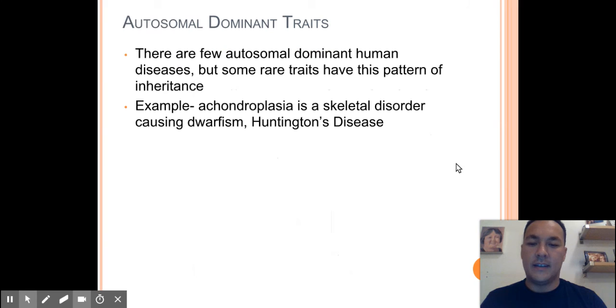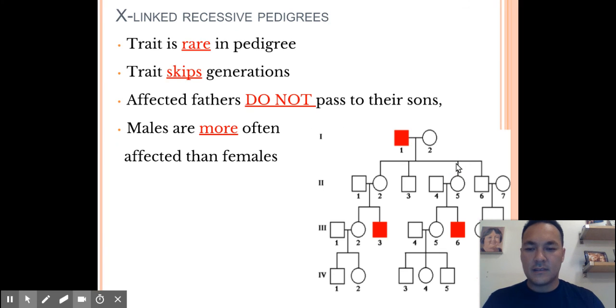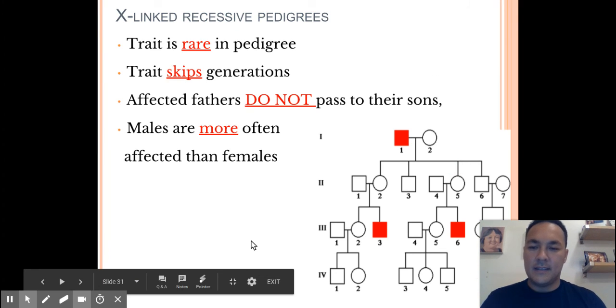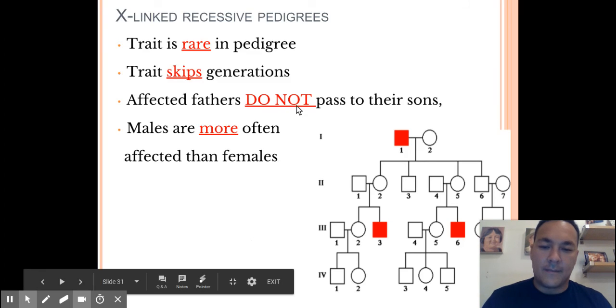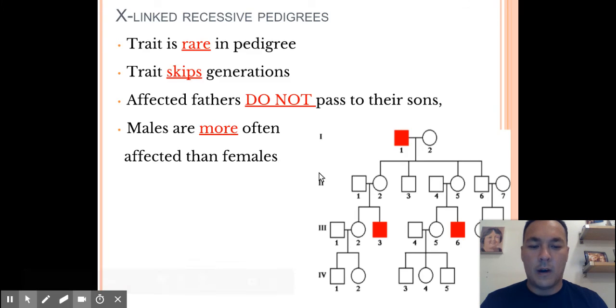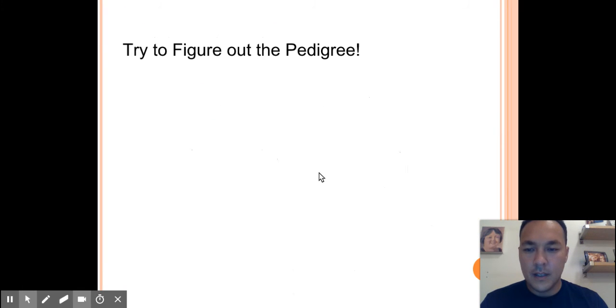Dwarfism is one, and Huntington's disease is another. And last but not least would be X-linked recessive pedigrees. So for us, this was hemophilia we talked a lot about, and color blindness. Males are going to be more often affected than females. And affected fathers can't pass it on to their sons because they can only give their sons a Y. Okay, see if you can figure out the pedigree.